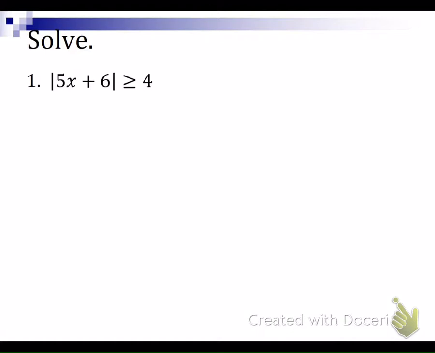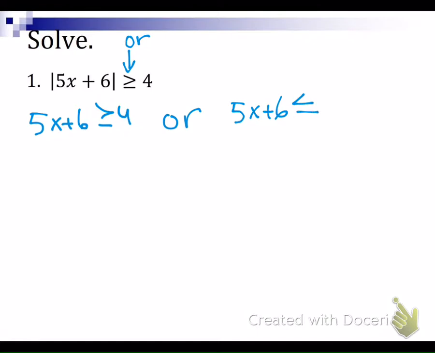So this one is already isolated. The absolute value is already by itself. This is a greater than or equal to symbol, so this will be an or. I have 5x plus 6 greater than or equal to 4, or, the second one's the harder one to write, 5x plus 6 less than or equal to negative 4. So the inequality symbol switches, and the sign changes.